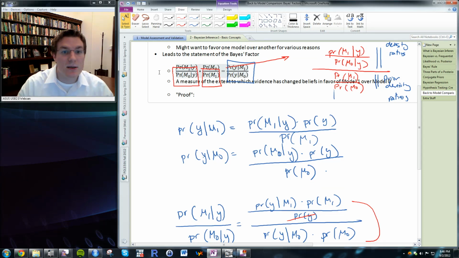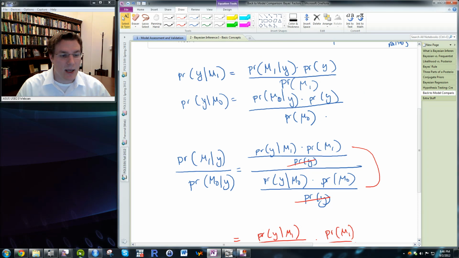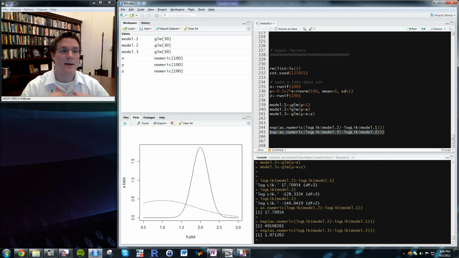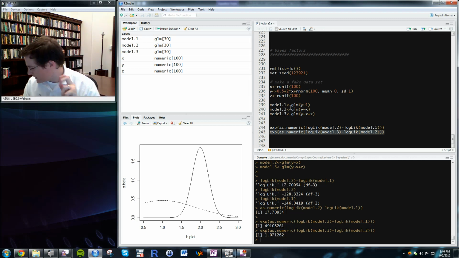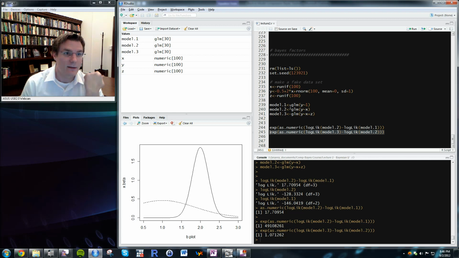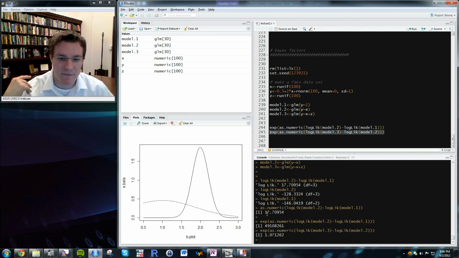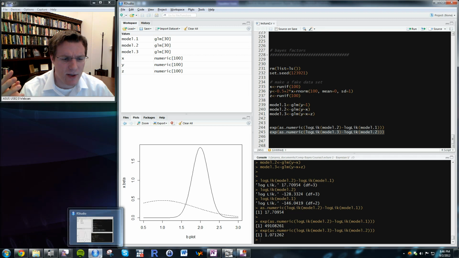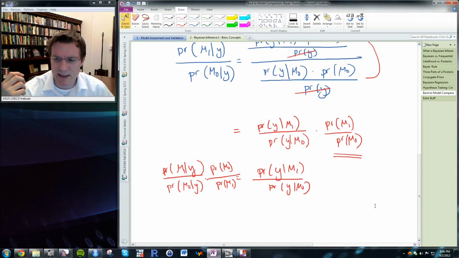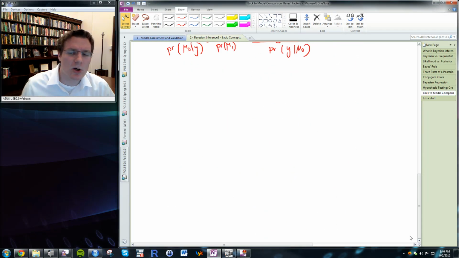So what this tells us is, in order to decide whether data lead us to conclude that one model is better than another, or at least allows us to update our beliefs in favor of M1, all we need to do is calculate the ratio of their likelihoods. That's a simple thing to do, and in fact in R you can see I've already done it here with a minimum of fuss.